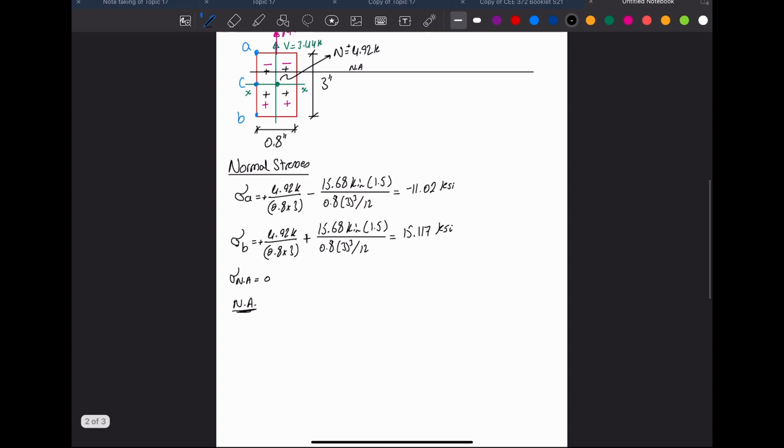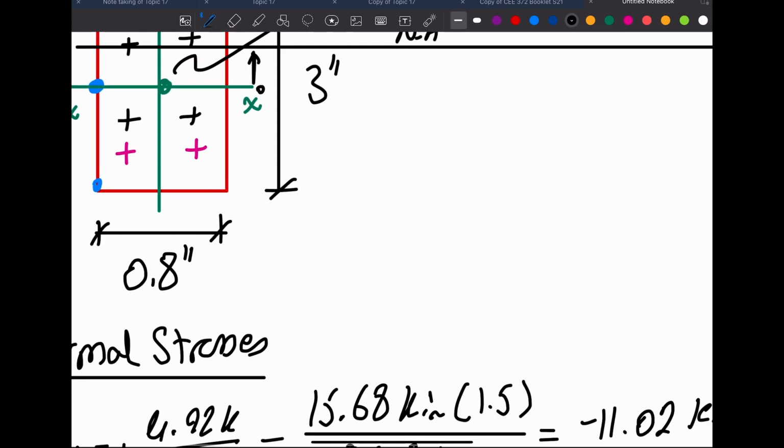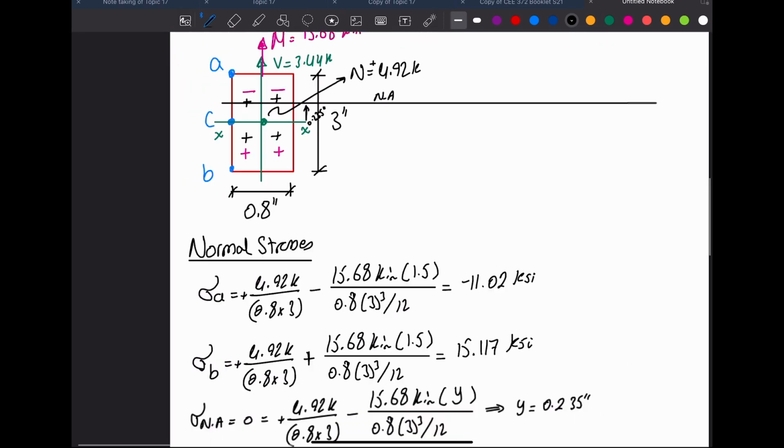If I want to find it, I'm going to take this equation, copy it, and put it here. I'm going to say 0 is equal to positive N over A, and then instead of having a distance y, I'm going to set it here. So the whole equation now has one unknown, which is y, the distance from the centroid to the neutral axis. If you solve for y, you get y equal to 0.235 inches, so this distance is 0.235 inches. Okay?